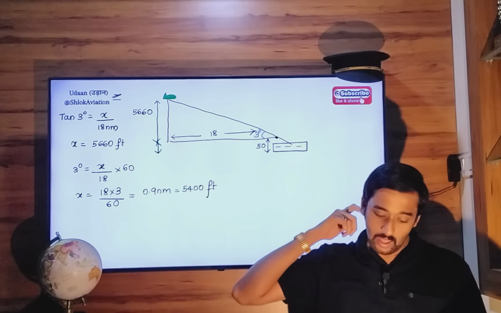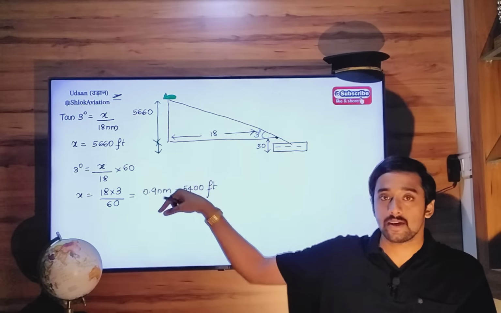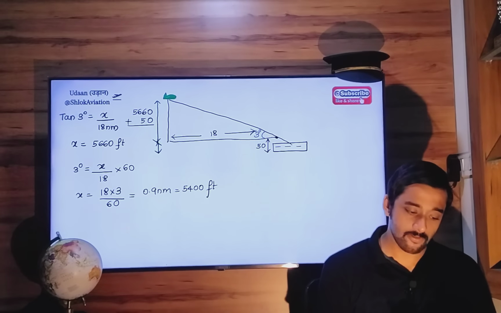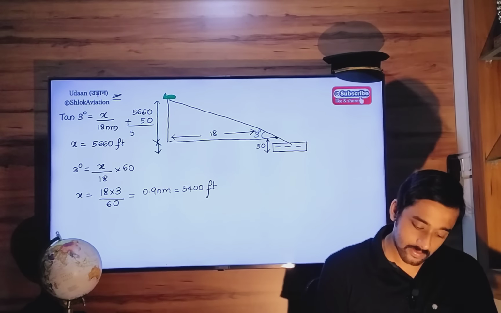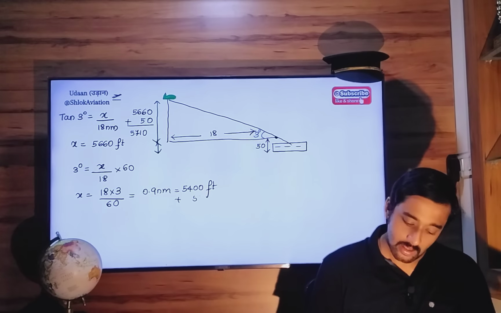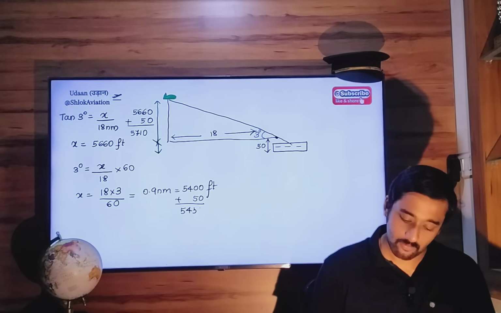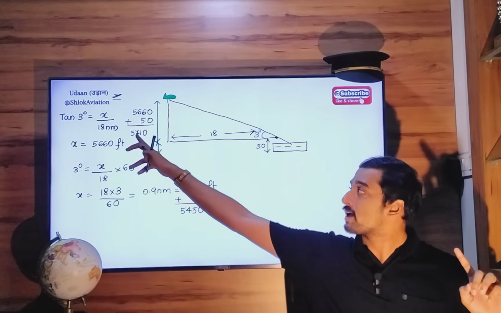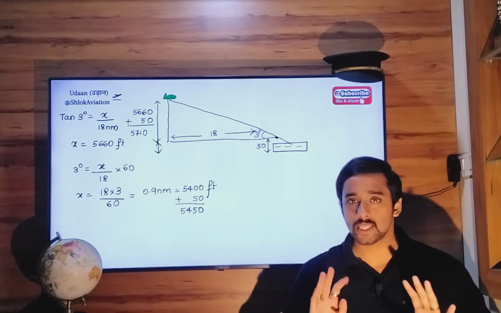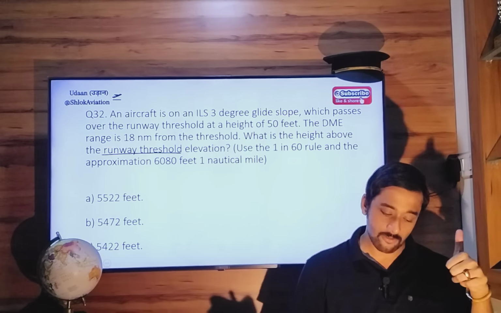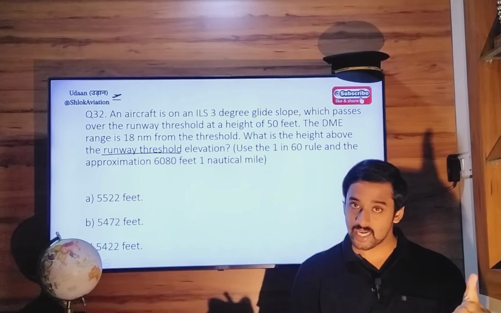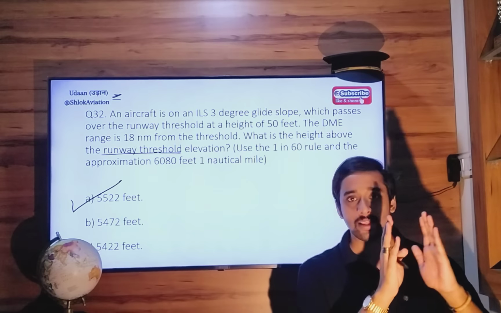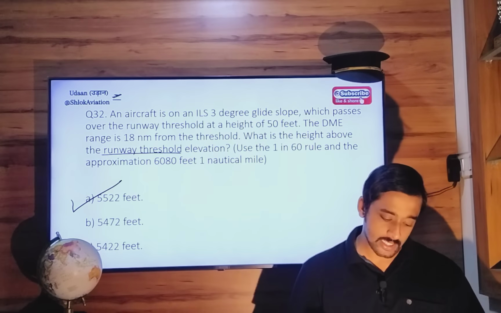Okay, pretty close. Now when you add this extra 50 feet, what do we get? We get an answer of 5,660 plus 50, 5,710. And if we add 50 here, we get an answer of 5,450. So that means we are getting an answer between 5,500 approximately to 5,700. So the options here are 5,522, 5,472, 5,422. So it is safer to select option A because it is between 5,500 and 5,700. So let's select option A.